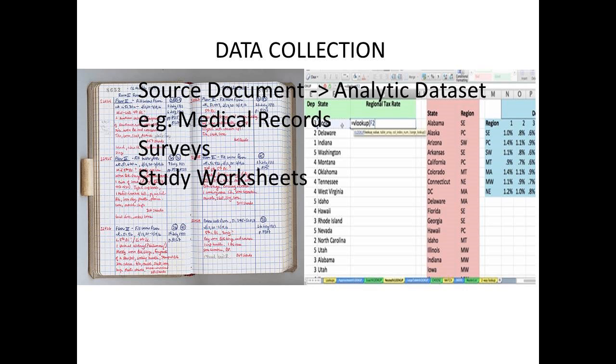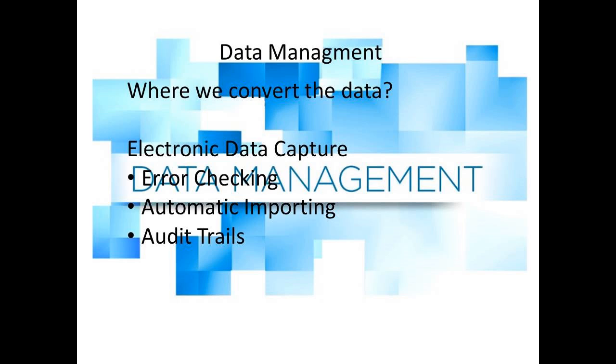data set. So this ties into our next segment, which is data management, which is essentially how do we do this transformation. Another thing that we have to keep in mind is that since we're in the field of informatics, this data set has to be converted electronically in order for us to perform analysis on it. So this brings up our next topic, which is data management, which is essentially the process of how the source document becomes an analytic data set.